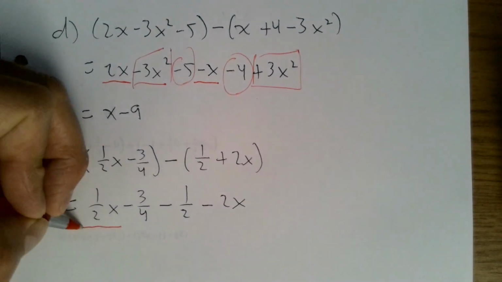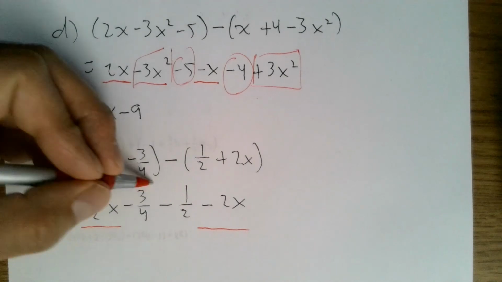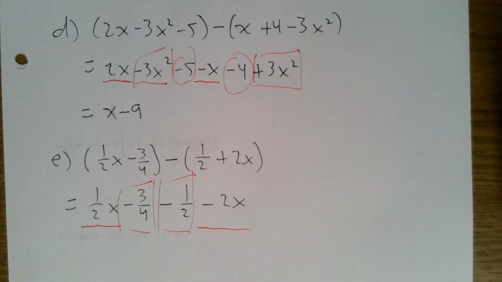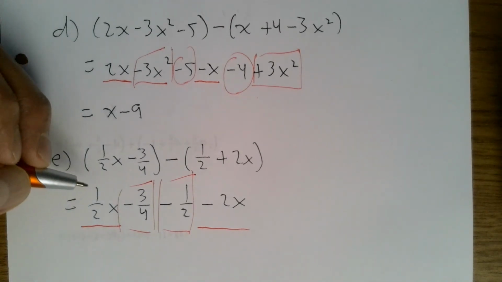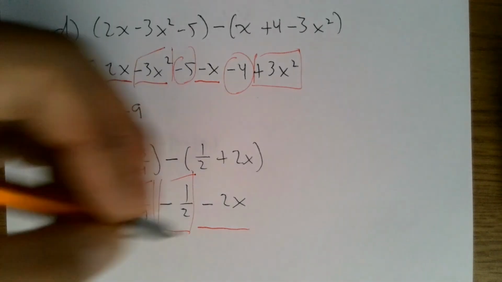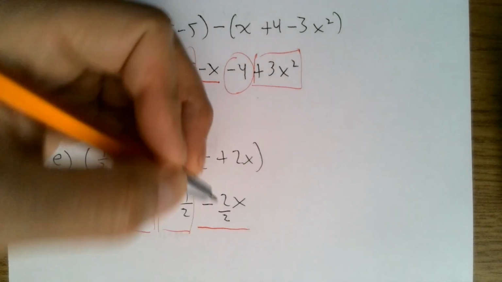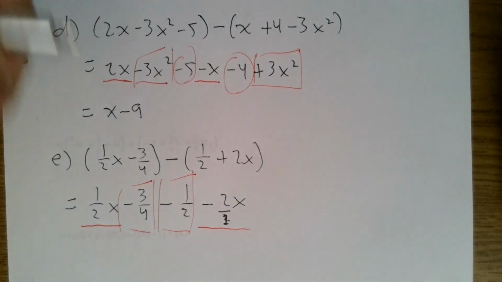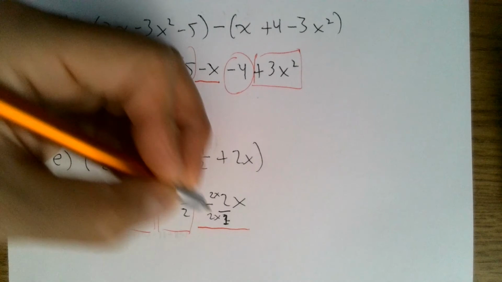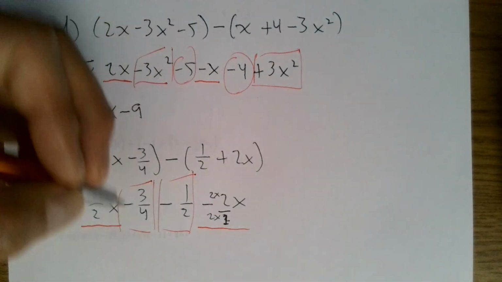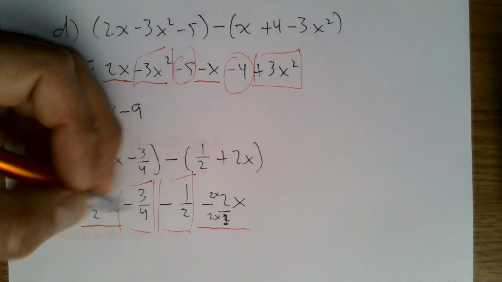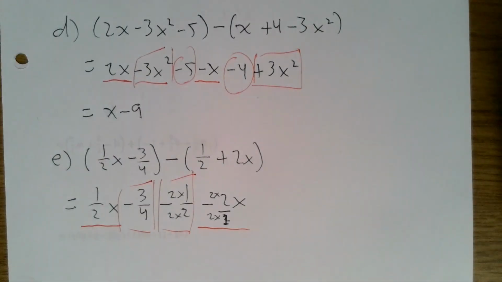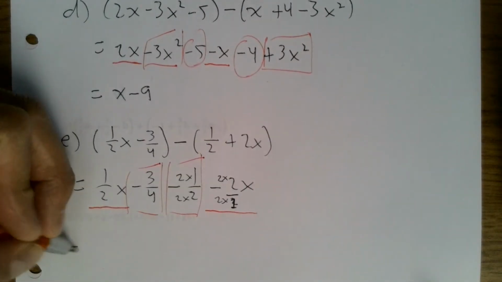Okay, and I'm going to want to put these guys together. And I'm going to want to put these guys together. Okay, so for the x's, I'm going to need a common denominator of 2. So I remember that 2 is the same as 2 over 1. And then I'm going to multiply top and bottom by 2 to get my common denominator. And with my numbers, I need a common denominator of 4, so I need to multiply this top and bottom by 2. Okay, so let's rewrite that with the common denominators.